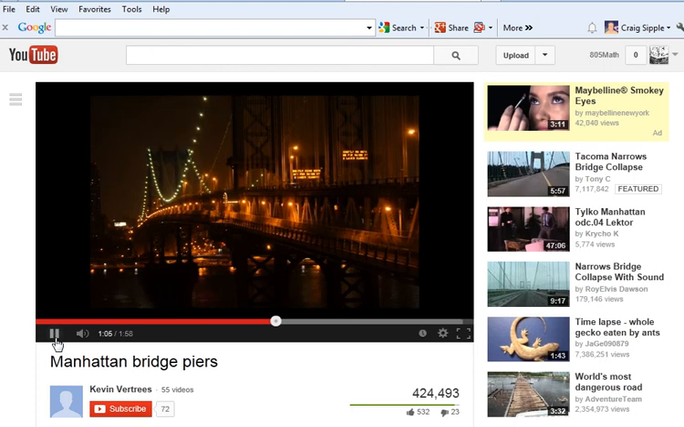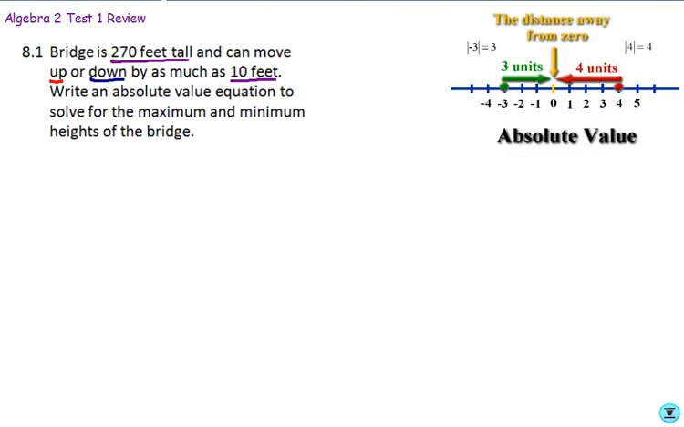So what we're trying to say is, if it's 270 feet tall and it goes up or down by as much as 10 feet, what would the maximum and the minimum heights be? Well, part of that you could probably just figure out. 10 feet above 270 would be 280. 10 feet below 270 would be 260. But what we want to do here is set up an absolute value equation.